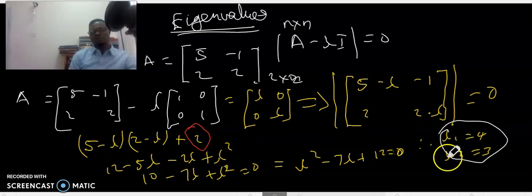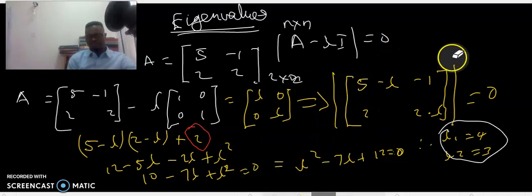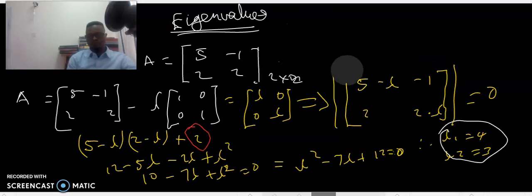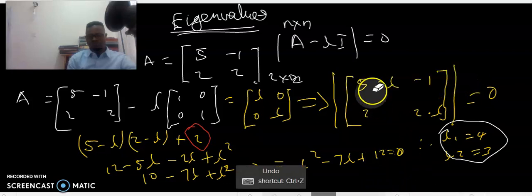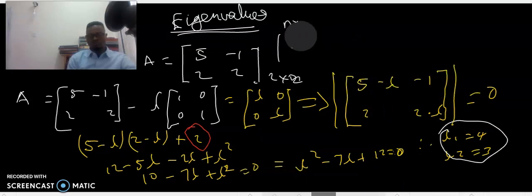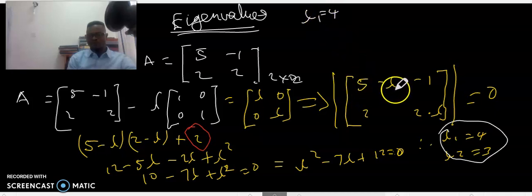But now that we have got the value for lambda 1, we can use this value to find the corresponding eigenvector. So stay tuned as I get rid of some of this in order for us to find the eigenvectors. Okay, so to find the eigenvector, we need to replace lambda. Lambda is equal to 4. This is lambda 1. We replace 4 where there is lambda.